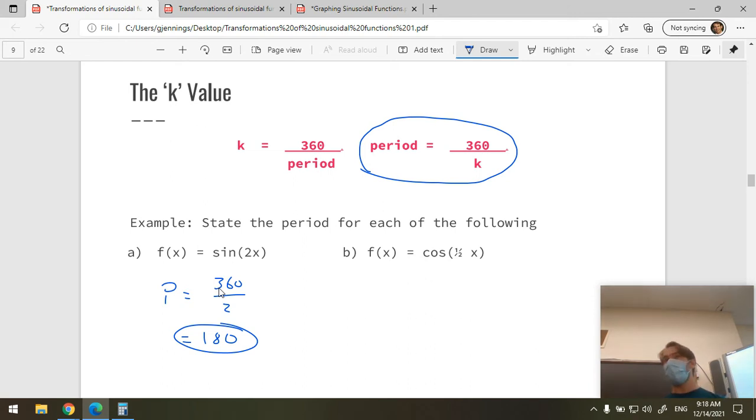That could be 180 seconds, because we might be looking at a Ferris wheel where x changes with time. And so my input is time. It's not an angle. And so that would be 180.